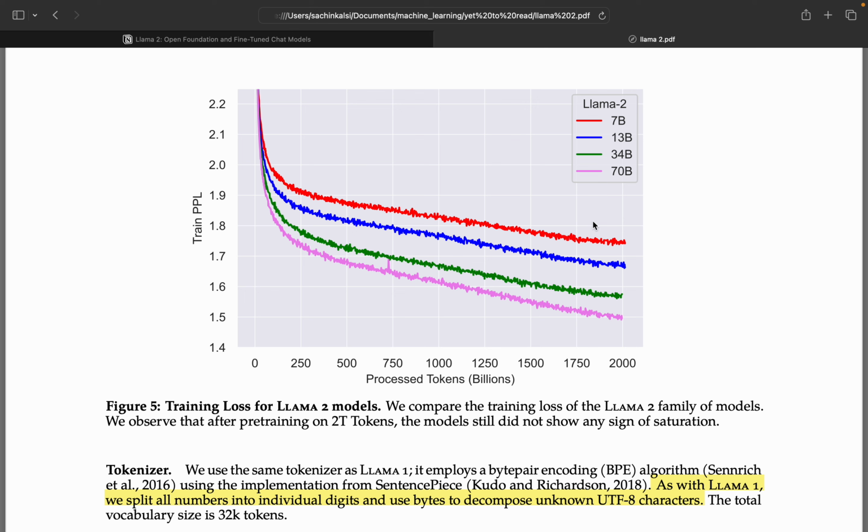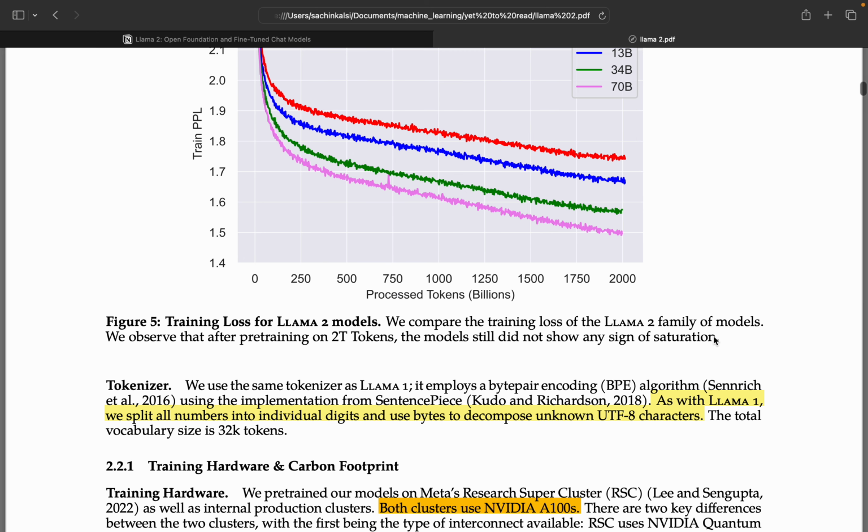Of course, pink has a lesser loss than 7B, and as they mentioned, they still did not show a sign of saturation. If it had shown a sign of saturation, we should have seen a plateau line here. That means it has the capacity to take more tokens. Maybe if you had 3 trillion or 4 trillion, the model might have plateaued after a certain duration. That could be one of the reasons why LLaMA 3 might have gone to 15 trillion, 15.6 or somewhere around that.